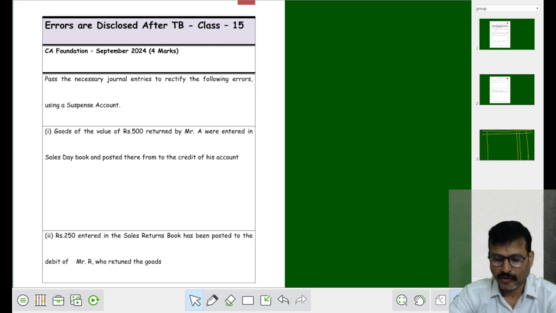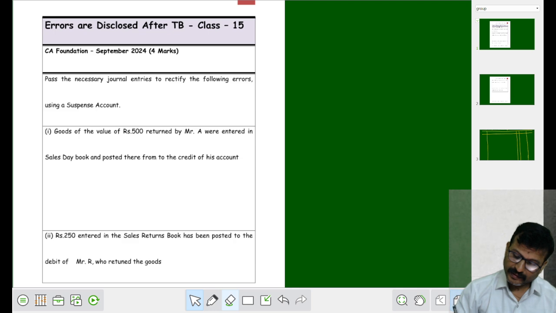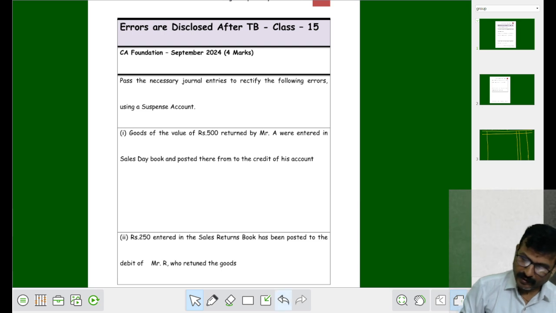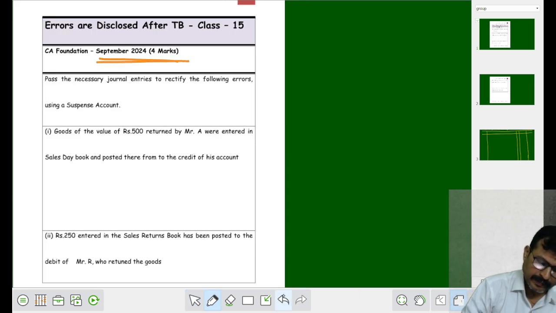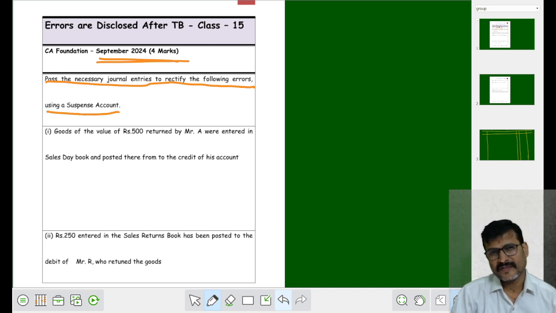Now, in this particular session, let us learn the problem which was asked recently in the September 2024 batch. See what happened in class 15. The question is from September 2024, for 4 marks. Pass journal entries to rectify the following errors using a suspense account. Means you just have to rectify the entry. No need to prepare any suspense account. Use the suspense account wherever necessary.